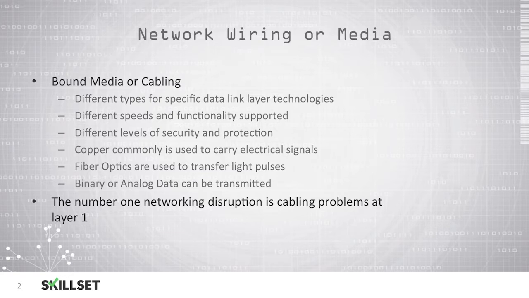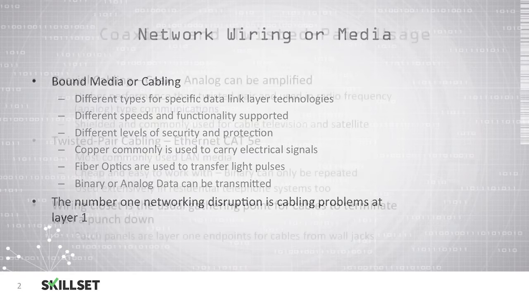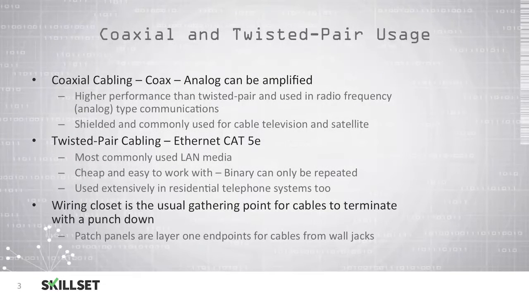The most commonly used type of cabling involves copper, which is used to carry electrical signals. Fiber optic cabling is also used, and those cables transmit pulses of light. Either binary or analog data can be transmitted over most types of cable. And the most common type of network disruption involves cabling problems at the physical layer or layer 1 of the OSI model. Coax cabling uses analog signals which can be amplified.